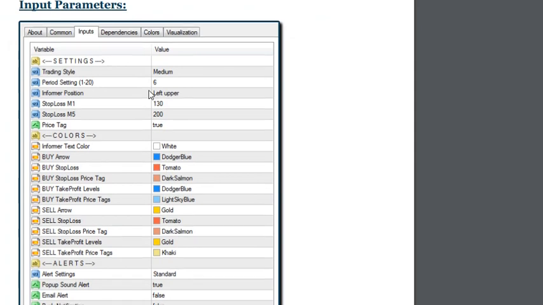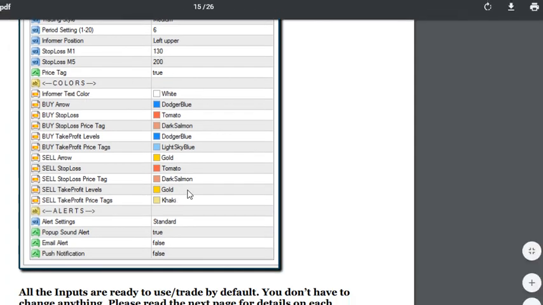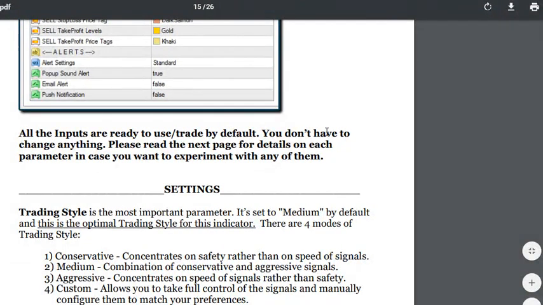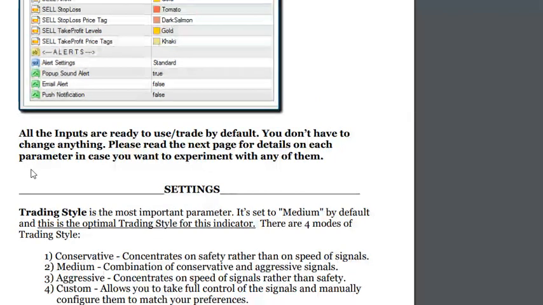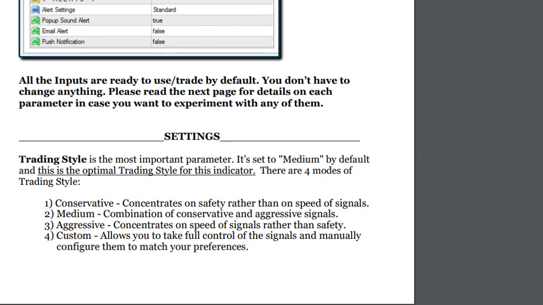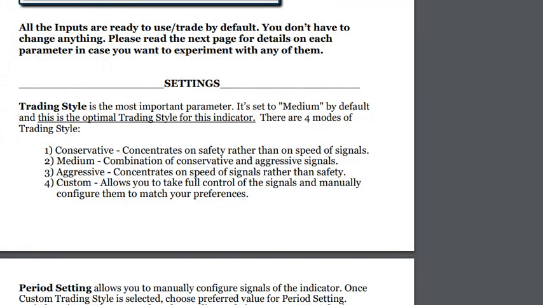Here's all the settings that you can adjust. All the inputs are ready to use. You don't have to change anything. Generally, even if I use a trading indicator, I don't really deviate from the default settings. The indicators are what they are. It's how you use them. And I leave it to medium, and all my other ones that you've seen, all the videos I've ever put together, I don't change that.